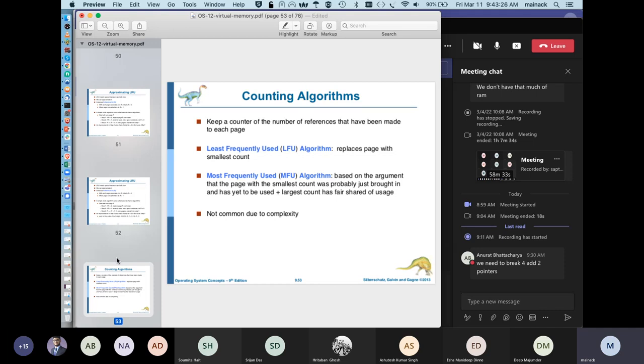You don't want that. None of them are used in practice, but they're good to know because they are used in some specific use cases and specific types of workloads. If there are some specific reference strings, MFU is pretty close to optimal, but those are extremely non-standard. But you should know this exists.